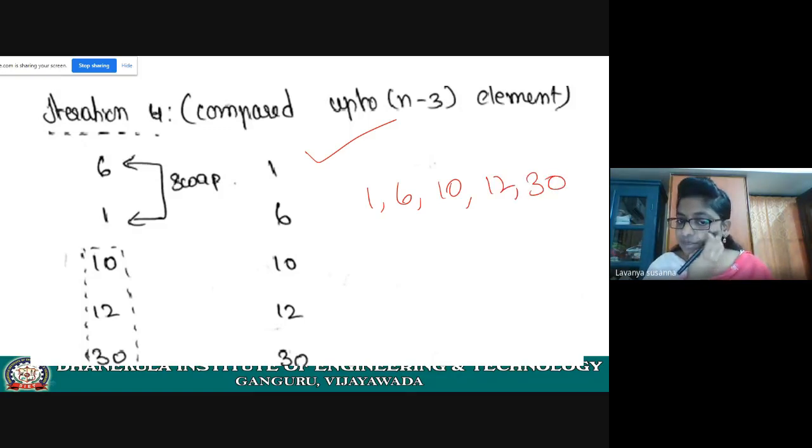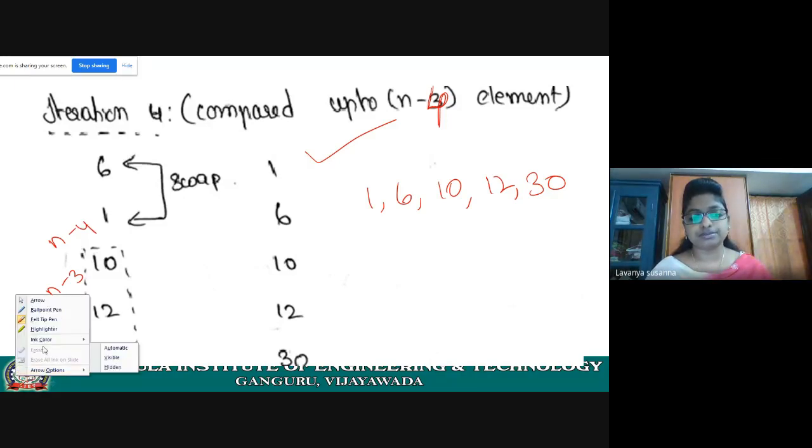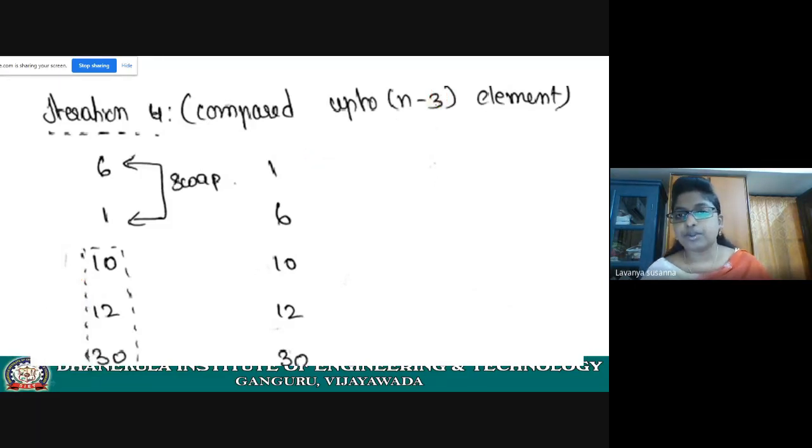Those who didn't understand, please respond. I will explain again. Compare up to n minus 4 element. This is n minus 4, right? N minus 1 element, n minus 2 element, n minus 3 element, n minus 4 element. You need to compare up to n minus 4 element. I hope you understood. This is the resultant array.